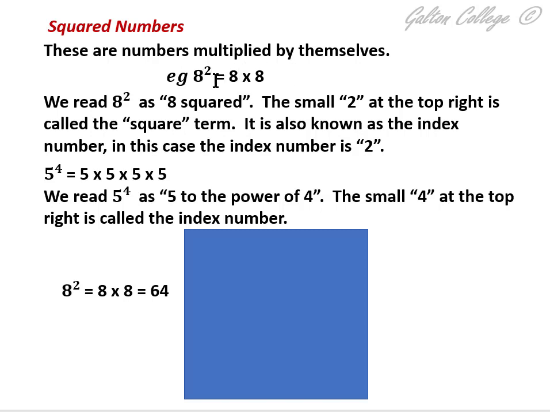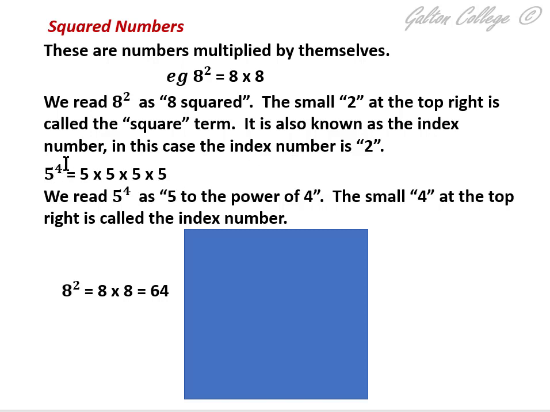In other words, it's 8 multiplied by itself, 8 multiplied by 8. So when we see a squared number, we just take the number and multiply it by itself. If that was 6 squared, we'd have 6 times 6. 5 squared would be 5 times 5. 8 squared is 8 times 8.